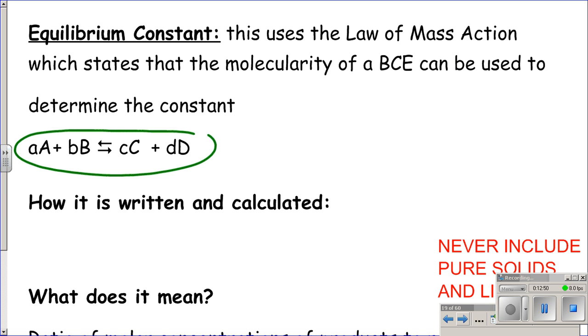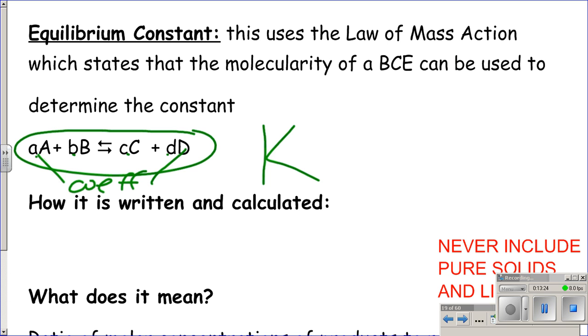Here is a theoretical BCE. What are the little a, b, c, and d representing? Molar ratios. Let's go back to less sophisticated answers. Let's go coefficients. Yeah, they're just coefficients. So the coefficients in front of these are going to be very important. The equilibrium constant is K. It is related to a specific reaction, so a specific BCE.